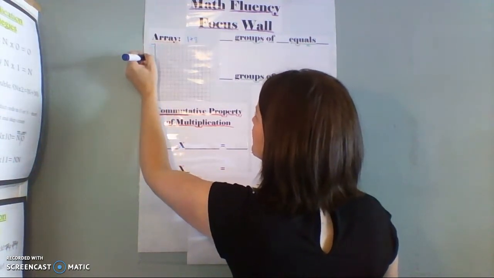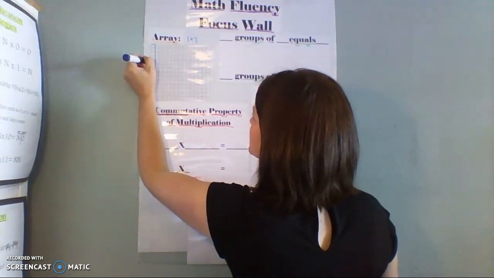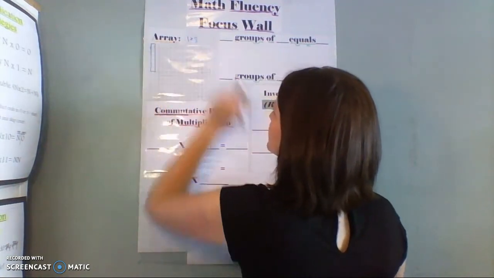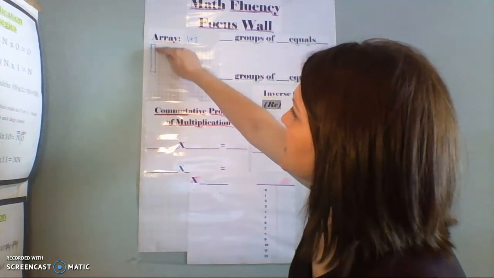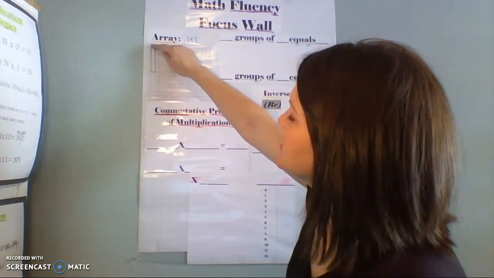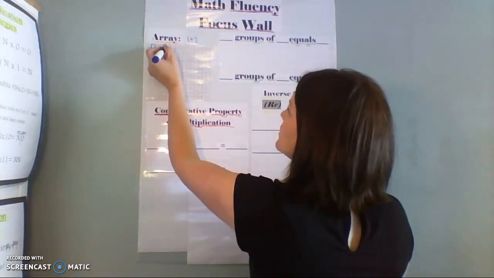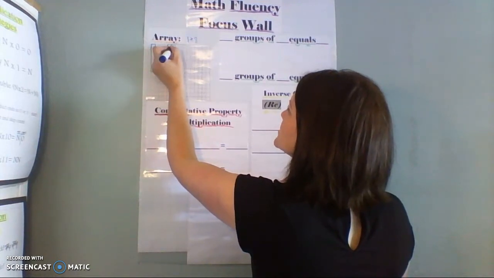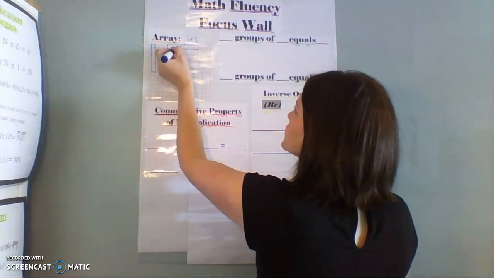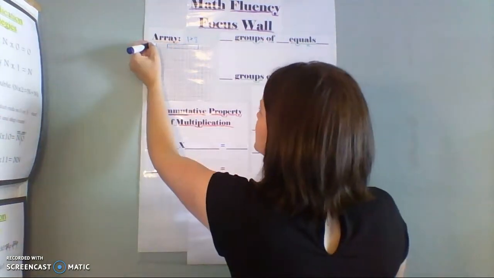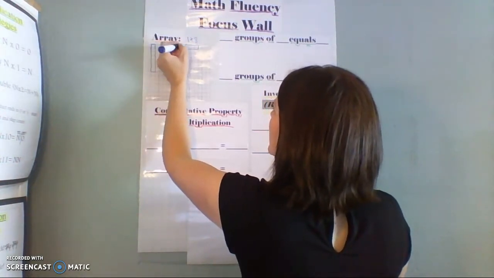1, 2, 3, 4, 5, 6, 7, 8. This is a visual representation of one group of 8. So what I did was I boxed in one group of 8. This is in a column. You could also do one group of 8 in a row. 1, 2, 3, 4, 5, 6, 7, 8. Same thing, one group of 8. This is one group of 8. This is 8 groups of 1.